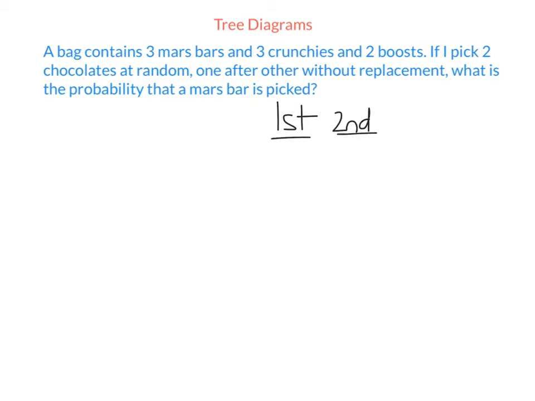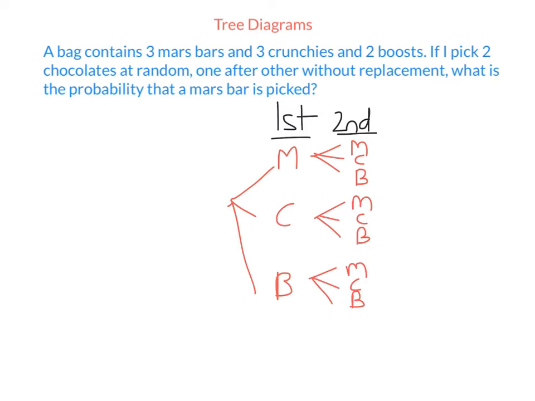So what I do to draw a tree diagram is at each stage I list the possible outcomes. So for the first pick, I could pick a Mars bar, a crunchie, or a boost. So that's my possibility for the first go. If I get a Mars bar the first go, I can still get a Mars bar, crunchie, or boost on the second go. Similarly for the other two. So I stop there because I'm only picking 2 chocolates.